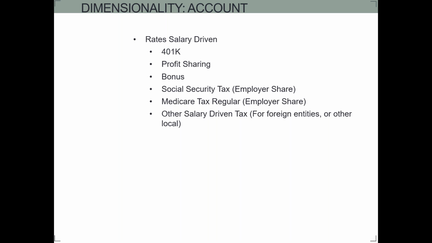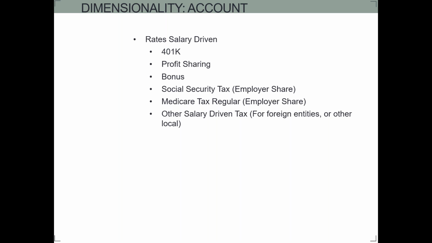The Social Security tax and these other taxes have caps. So that's very important to calculate. Let's just say the Social Security tax cap is $100,000. Employees that make $50,000 a year will never hit that cap. So the percent of Social Security tax, which you'll enter, they'll get that every month. The employer will get that expense every month for 12 months.